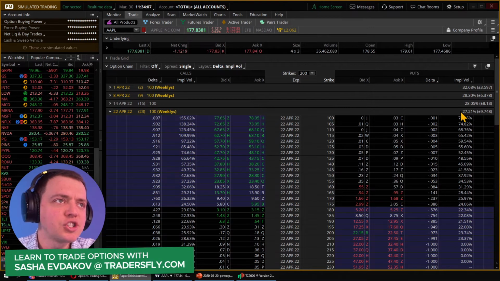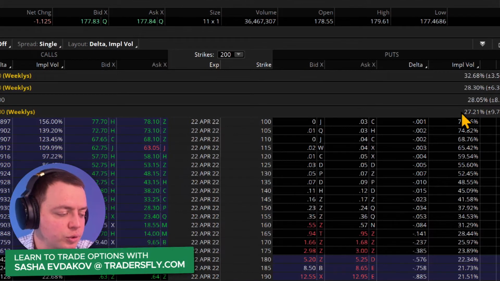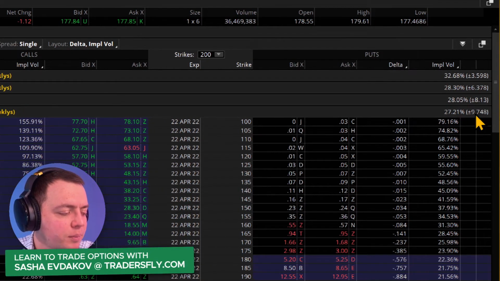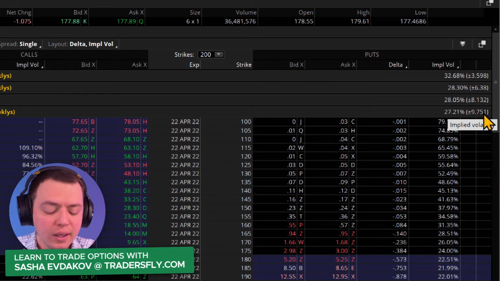And that's one way to check it with options: you look over here at the expected move on the TD platform, Thinkorswim, and you can see there, the implied volatility is to the left, then the expected move is to the right, and that's one way to check it.